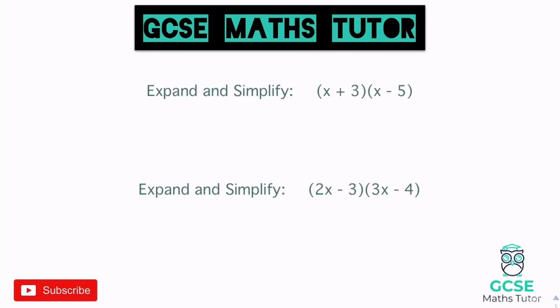Moving over to expanding and simplifying a double bracket. So x times x gives us x squared, x times negative 5 gives us negative 5x, 3 times x is positive 3x, and then positive 3 times negative 5 is negative 15.